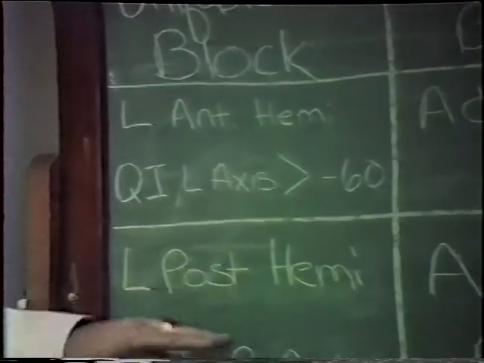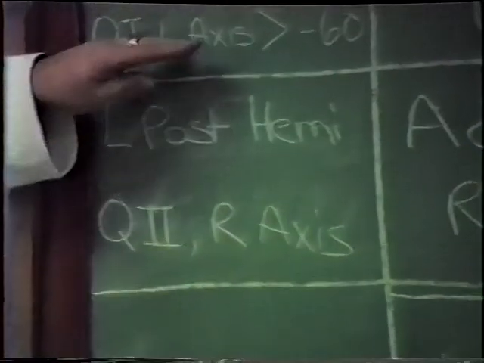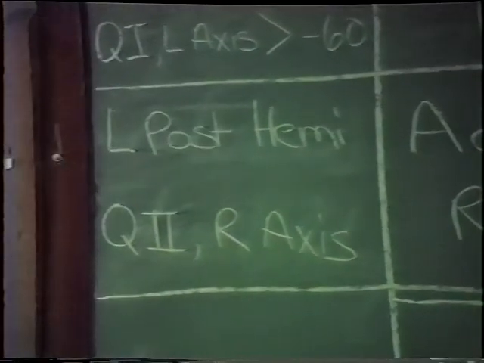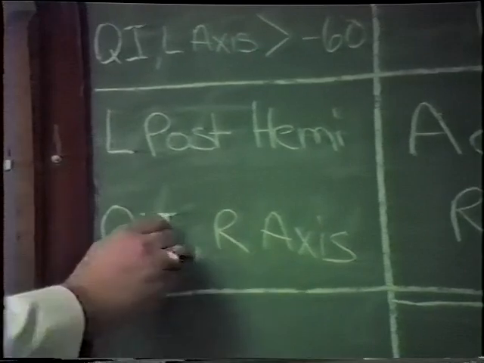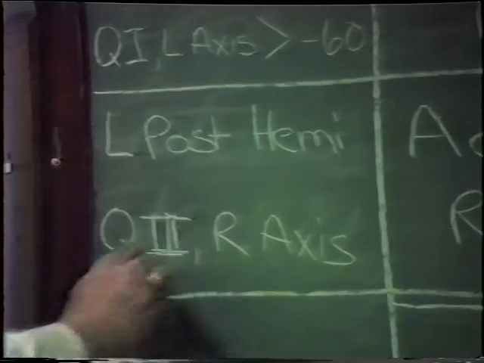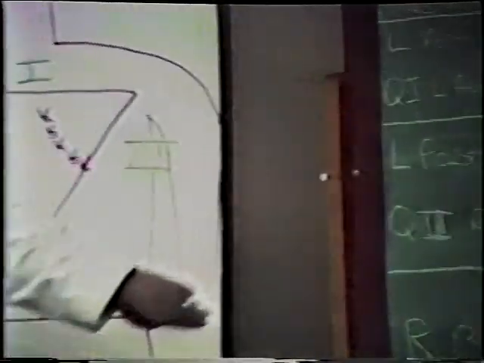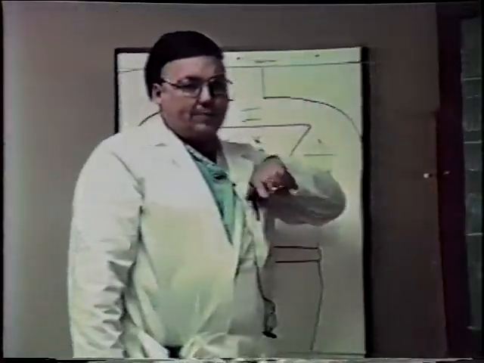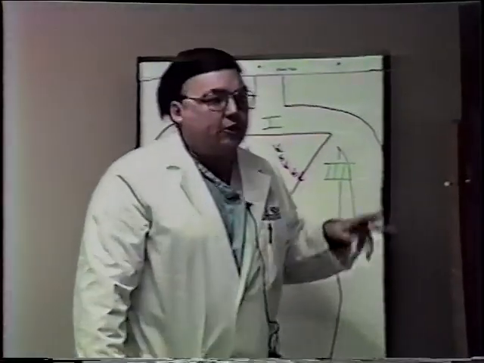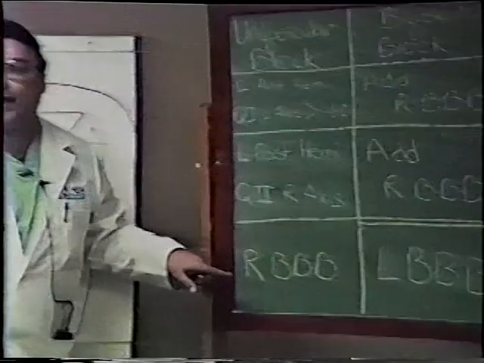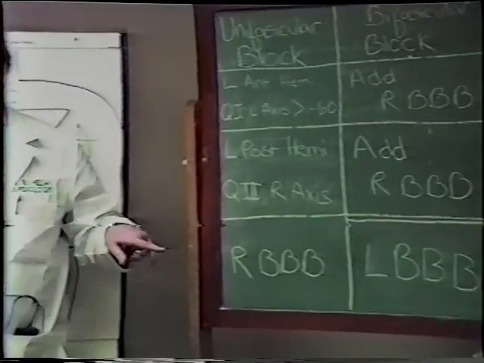Left posterior hemiblock is just the opposite. Not a left axis, but it's a right axis deviation. A little Q wave in lead 3. Q wave in lead 3, right axis deviation. Okay, that's the two fascicles from the left. And the third unifascicular block is the right bundle branch block. That's the unifascicular block.